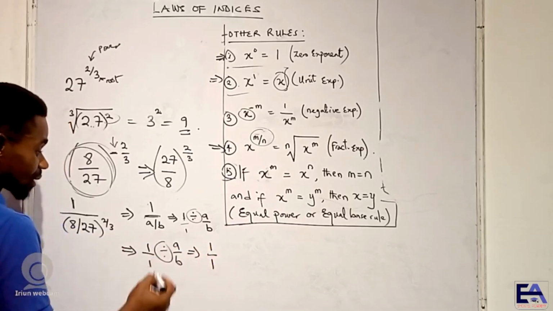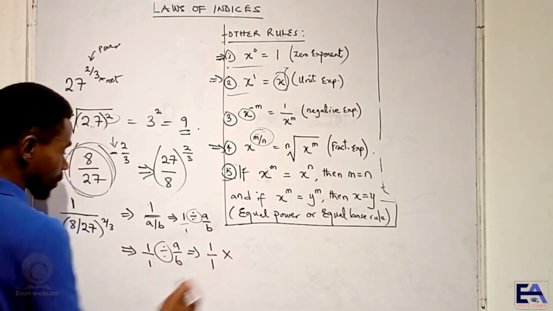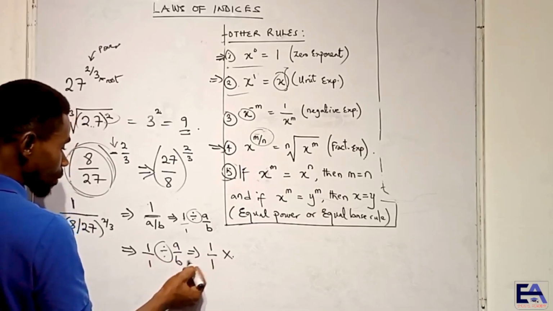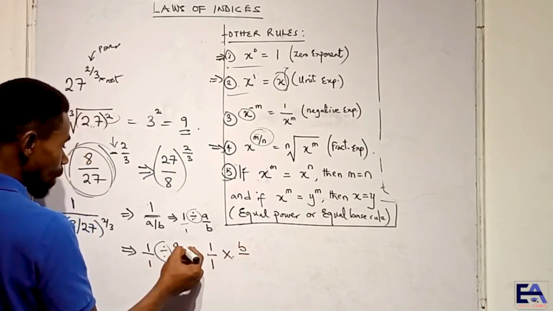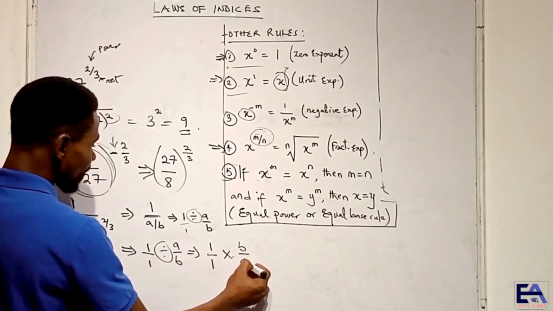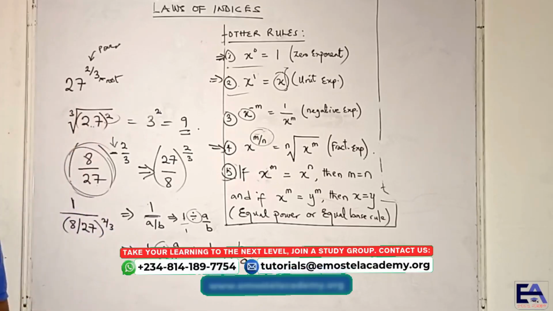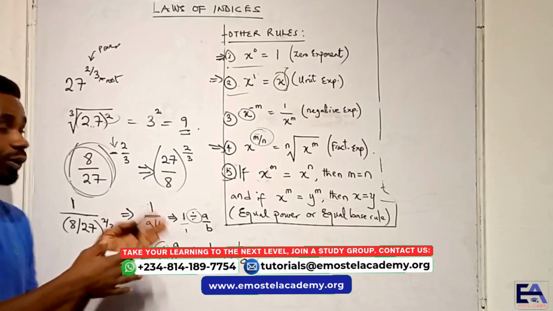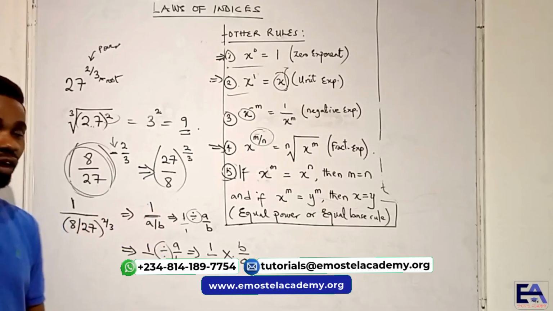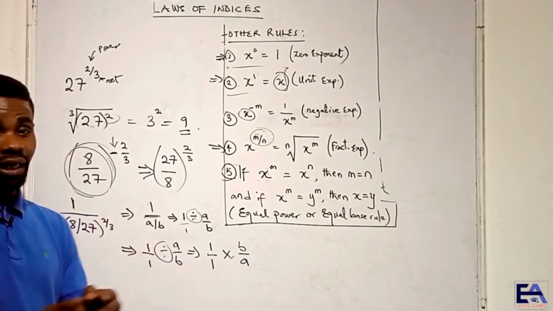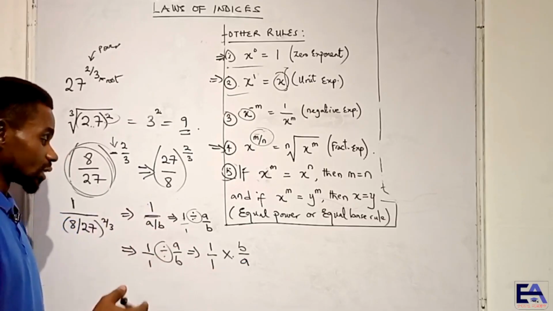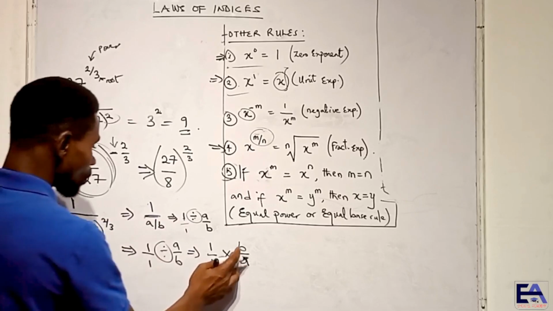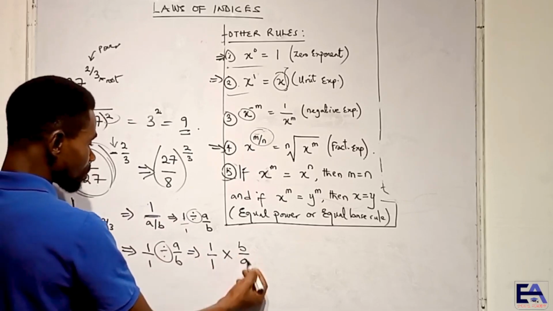In mathematics, when division changes to multiplication, the denominator will go up as the numerator, while the numerator goes down. I have an explanation for all these things, but it's going to make this video longer. If you really want to get down to how they came to be, you can always contact me. You join our tutorial, and then you can contact me from there or any of our instructors. So then we have 1 over 1 times b over a.